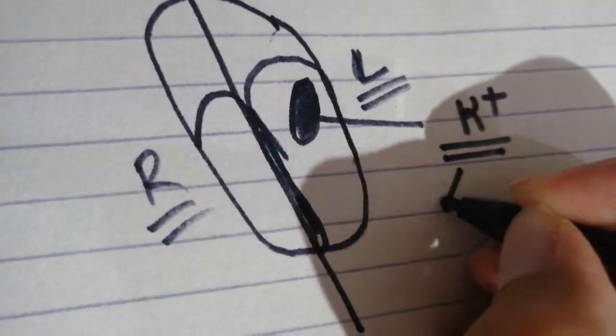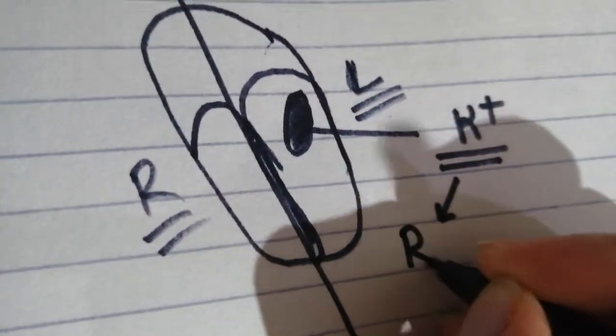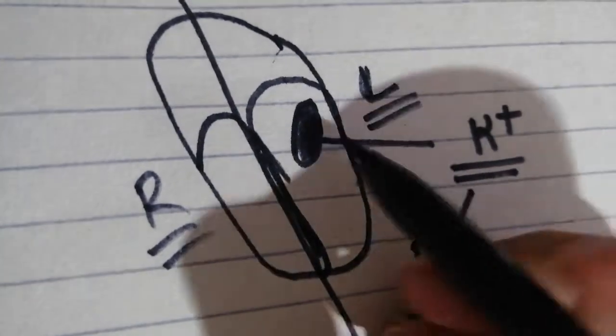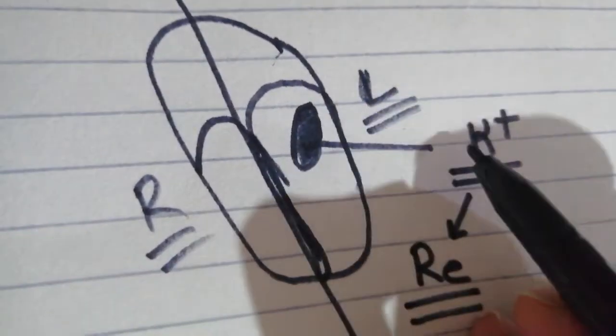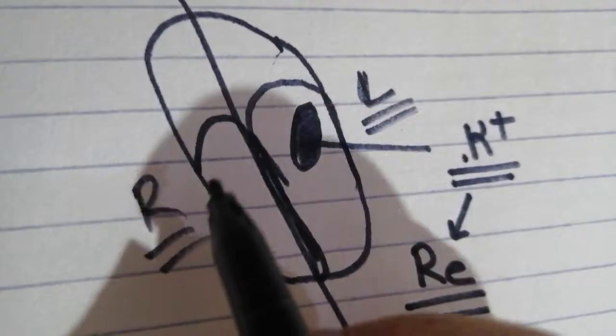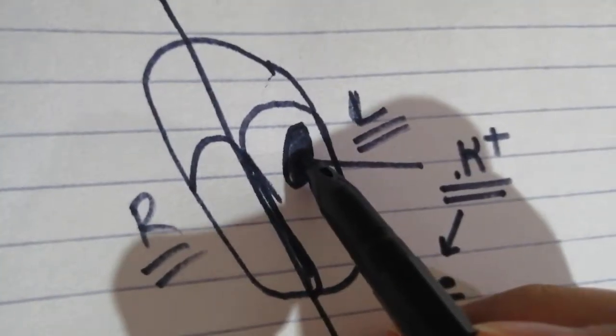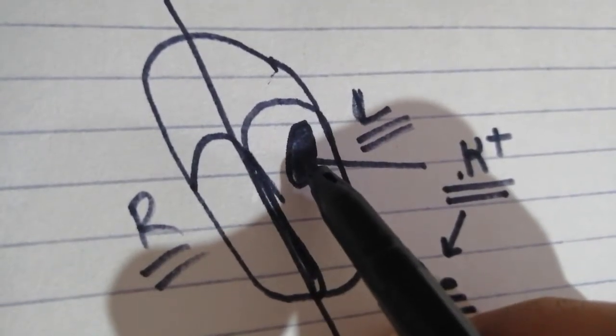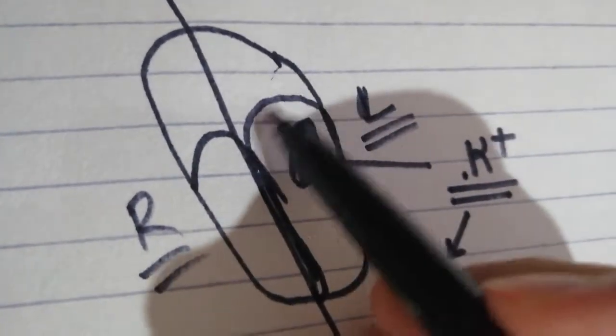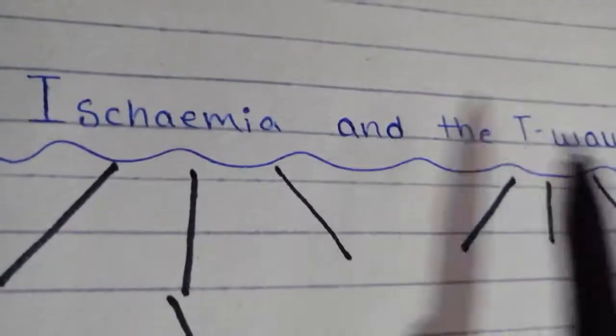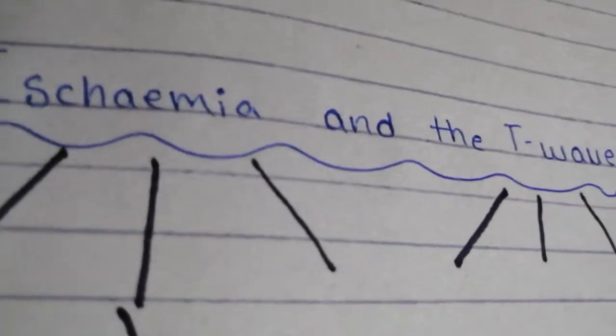Because K+ is the ion responsible for repolarization. So if this part is more permeable to K+ compared to the rest of the heart, this part will start repolarizing faster compared to the rest of it. So the repolarization sequence will be completely out of sync, leading to changes in the T wave. I'm hoping you guys got this.